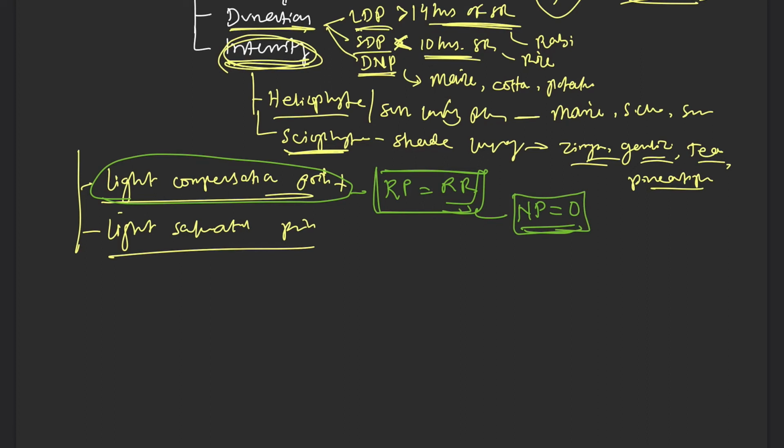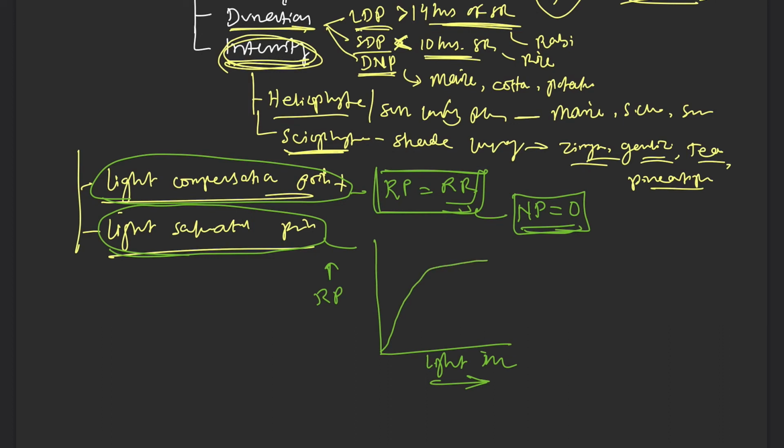What is light saturation point? Light saturation point means on increasing the light intensity from the light saturation point, we do not record increase in rate of photosynthesis. Okay, so if we draw a graph, suppose this is the rate of photosynthesis and this is light intensity, the graph will be like this. If the light intensity increases, the rate of photosynthesis increases, then it reaches a plateau, then it remains constant. This plateau region is known as light saturation point, right?